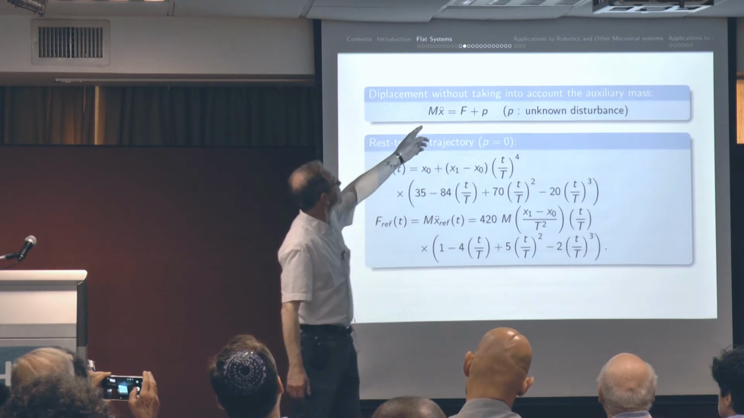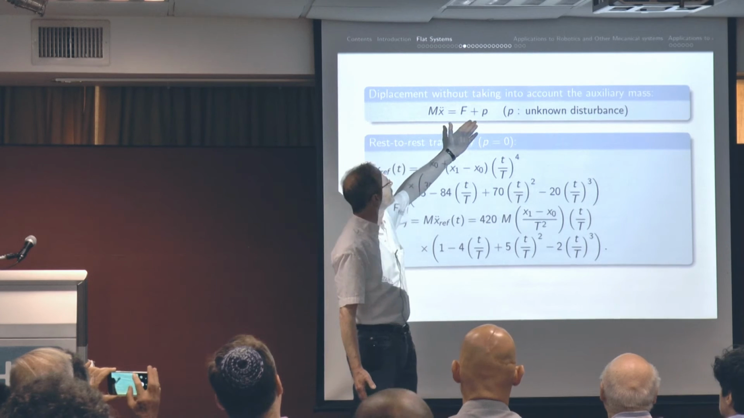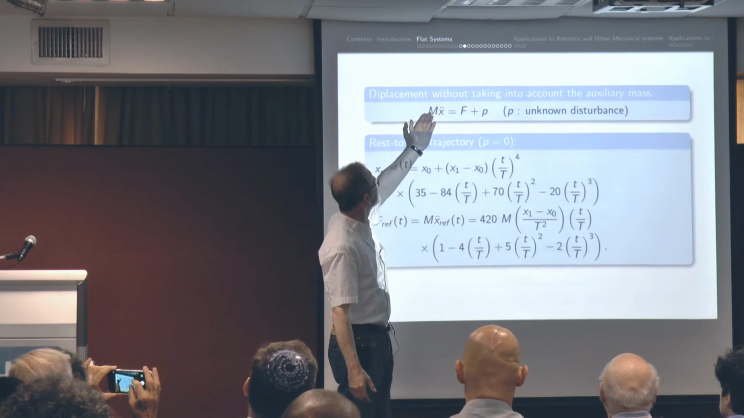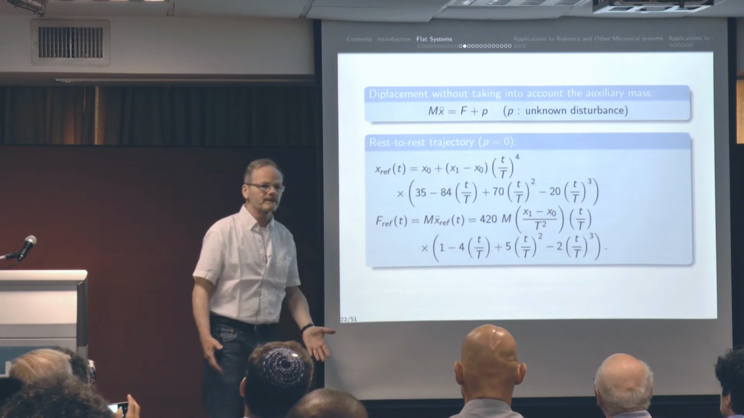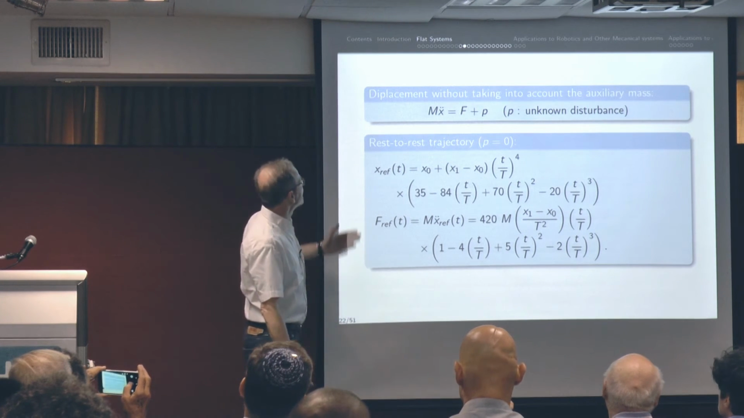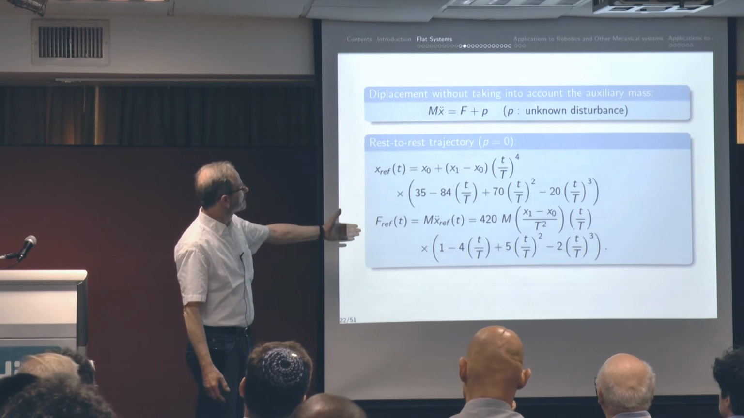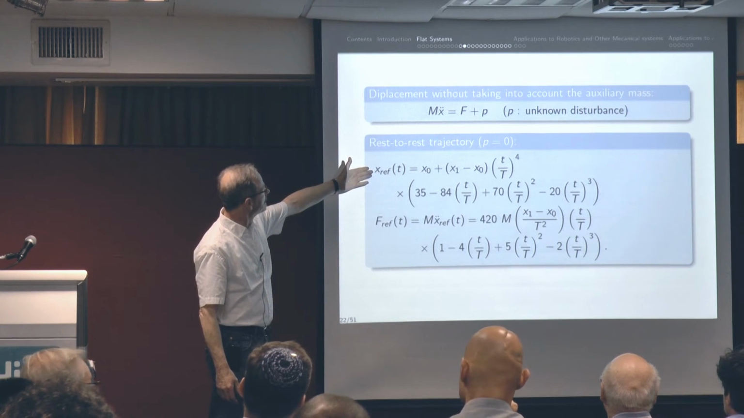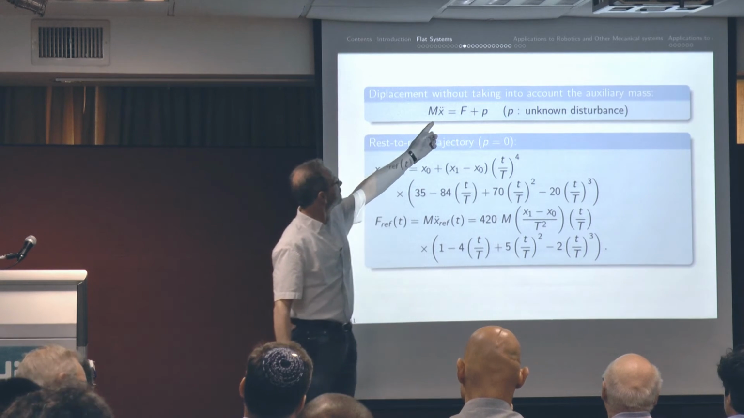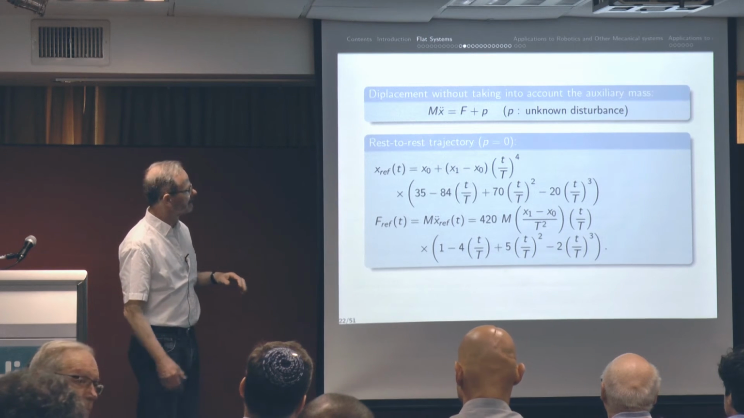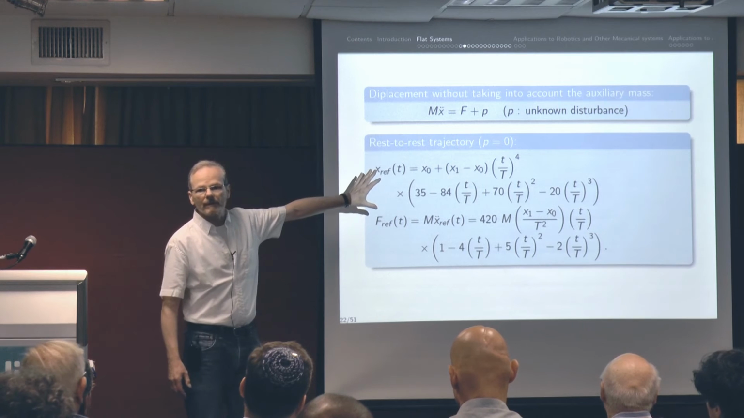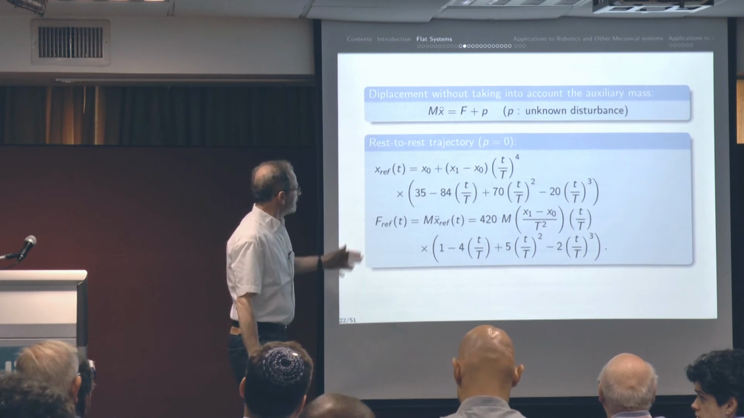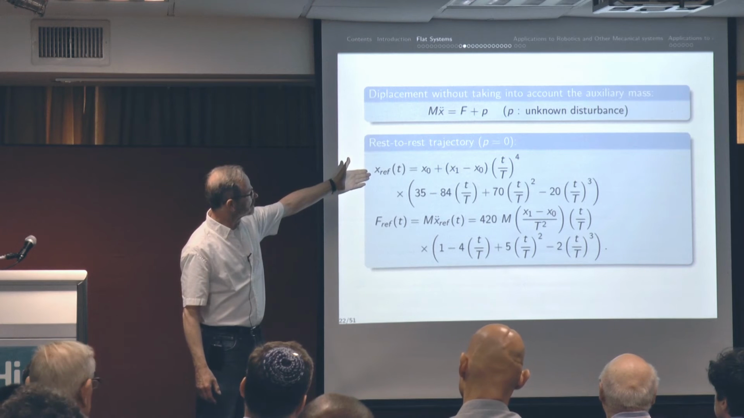The classical design will say, I don't want to know what is perturbing the system, and I just take into account the motor. Okay, m x double dot equals the force applied to the motor plus perturbations. And if you want to design a rest-to-rest trajectory, then this is, for example, what you get for the x trajectory, for the motor trajectory. Okay, again, here you ignore the contribution of the auxiliary mass. Okay, and this is the force that achieves this reference trajectory.